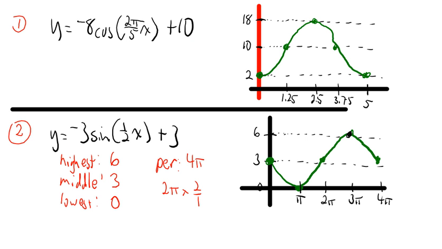Let's say that I wanted to solve this equation. This is an equation I'm working with, and for some reason I really need to know, when does y equal 4 exactly? So here's the equation I'm trying to solve: 4 equals negative cosine of 2 pi over 5 x plus 10. Who's got an instinct on what to do first if I'm solving this equation?